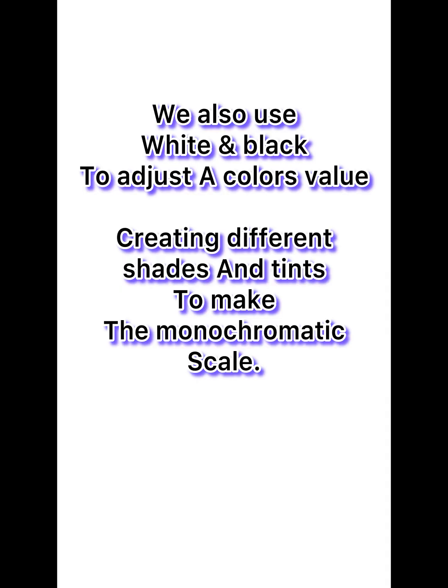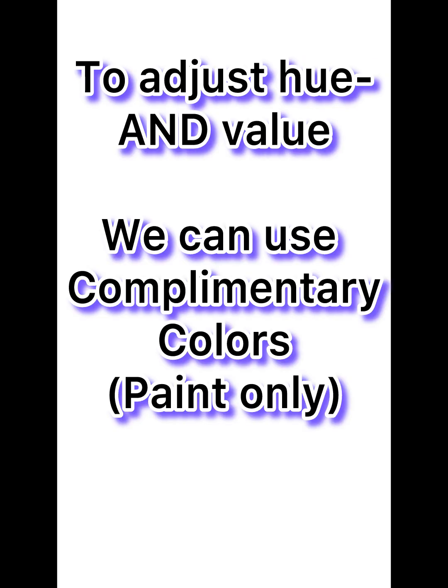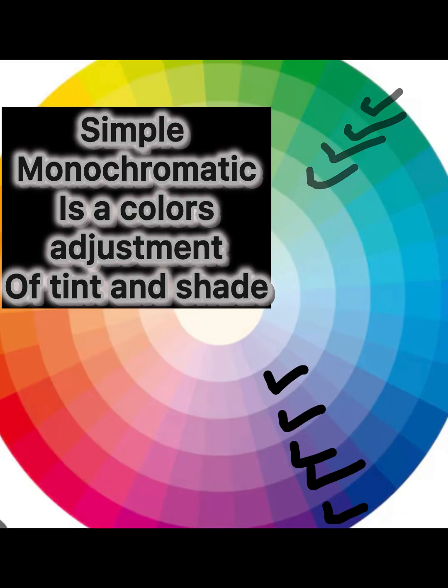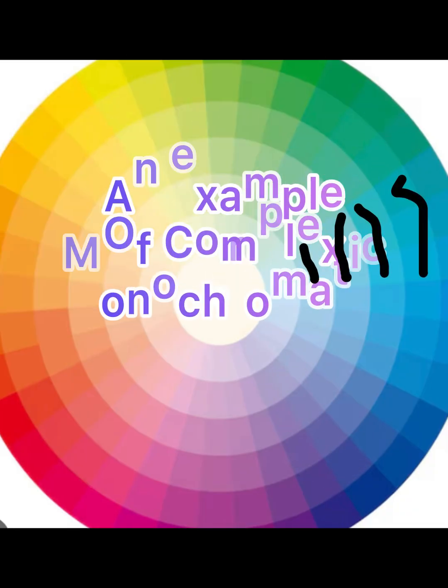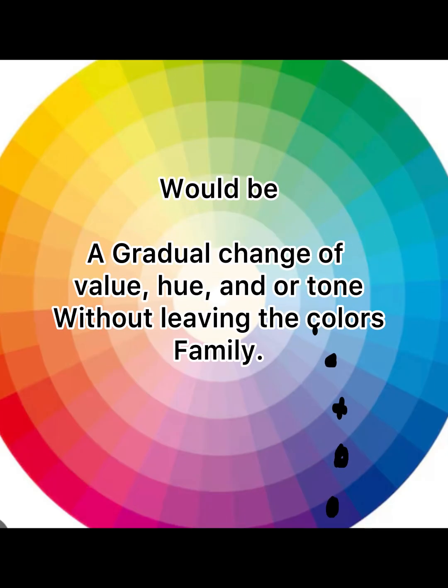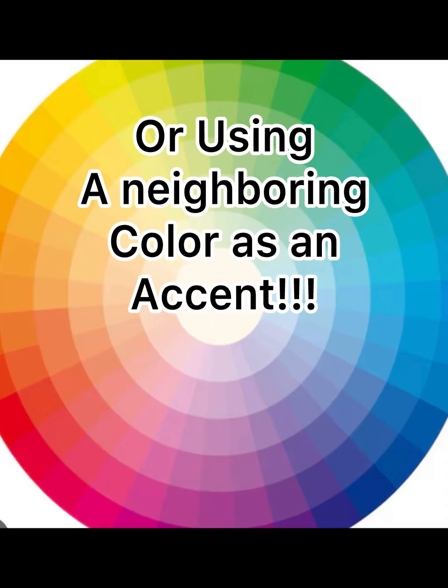Monochromatic scales are determined and created by using white and black to adjust the tint and shade of a color. You can use gray to adjust the tone. And with painting, to adjust hue and value, we can use complementary colors. Monochromatic can be very simple and it's just using different tints and shades of the same color. But you can also do complex monochromatic, and this is a great example where our values and hues shift close to our neighbors. We can also use a neighboring color as a small accent, or again, white and black.